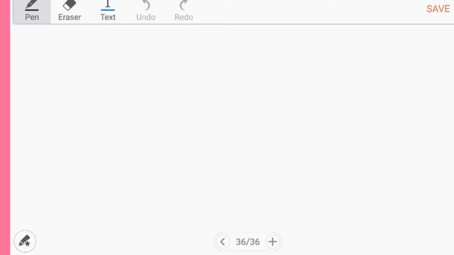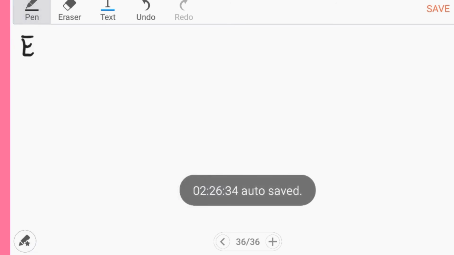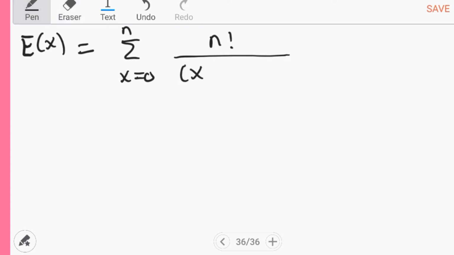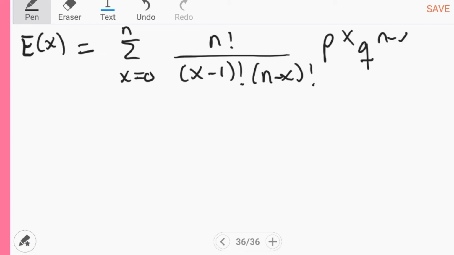Now let's try and expand further. We have the expected value is equal to summing on x from 0 to n, where we have n factorial over x minus 1 factorial n minus x factorial, and p to the power x, q to the power n minus x.